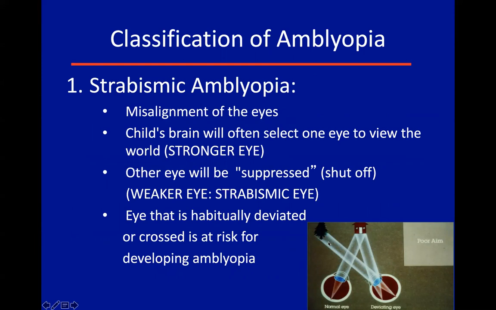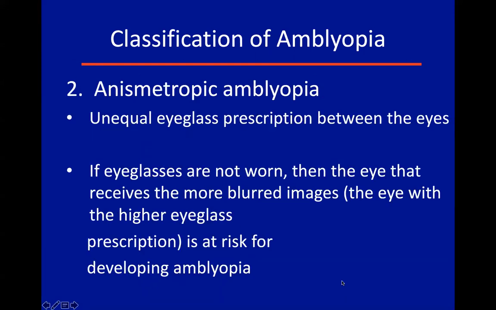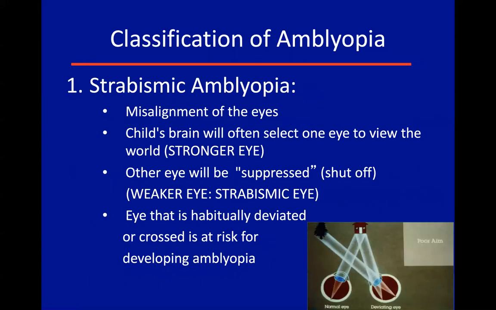I've talked to you about it. Remember, the vision has to be the same in both eyes. Unfortunately, because the eye has strabismus, we talked about, a misalignment, the child's brain will often select the one eye to view the world. Always, the brain is also lazy like us. Remember the street? They will take the normal eye, ignore the other eye, and it's unfortunate. The other eye will be suppressed, shut off, as I mentioned to you. It's the weaker eye, the strabismic eye. That eye is habitually deviated or crossed and is at risk of developing amblyopia.